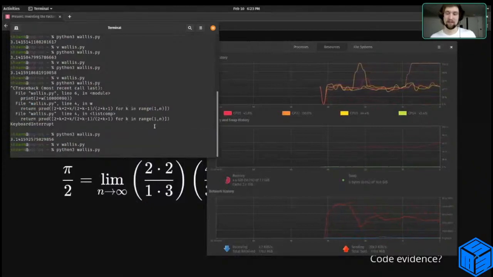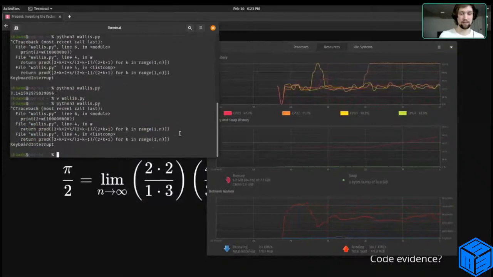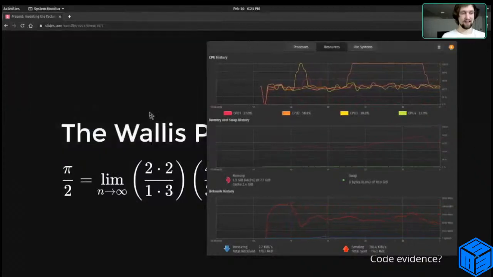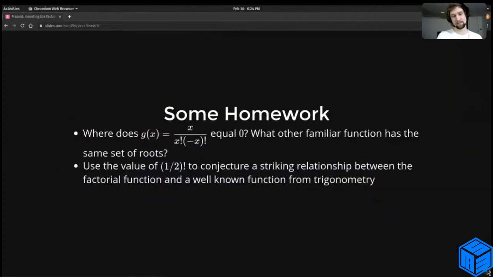This is just a bit of fun. It's not exactly related to a bunch of the mathematics that we were going over. You can see that the way that I'm computing it is not especially efficient. We get a couple digits of pi. I'm going to kill it before it uses up all my RAM. And yeah, that'll be the coding. Yeah, so that does converge to pi over 2.